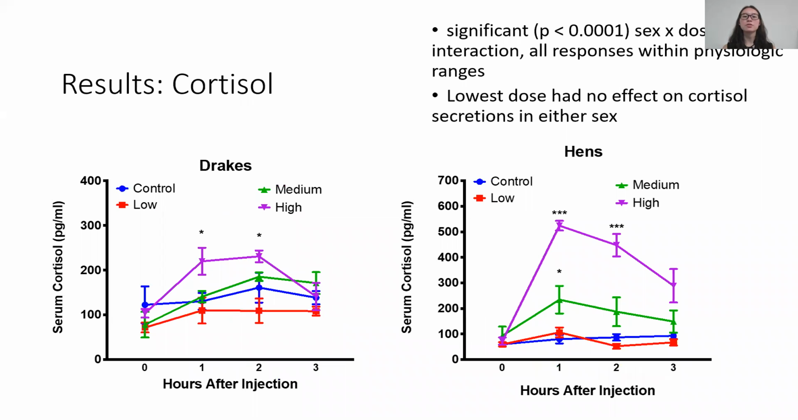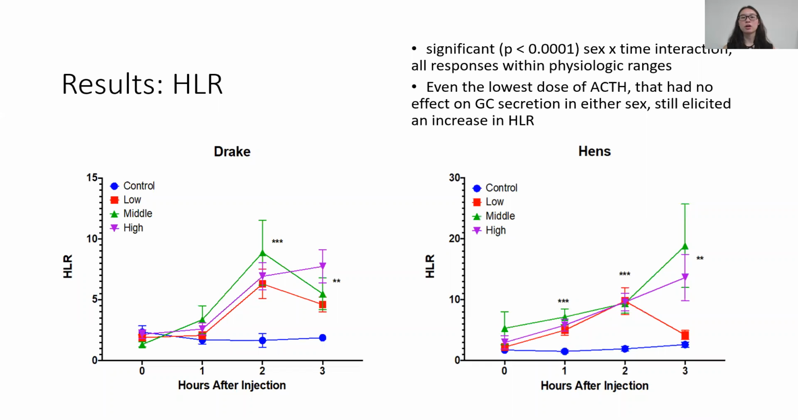For cortisol, there was another dose response effect, and you can clearly see the different patterns of release between the sexes. There was also a significant sex by dose by time interaction, and the lowest dose had no effect on cortisol secretions in either sex. Finally, for HLR, there is no dose response effect, but there is a significant sex by time interaction. So even at the lowest dose of ACTH, which is also represented by the red line, that had no effect on the glucocorticoid secretion in either sex, still elicited an increase in HLR.